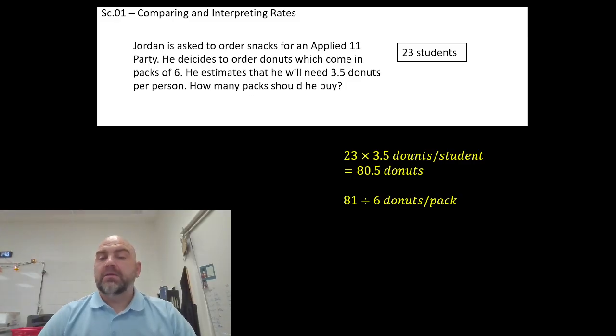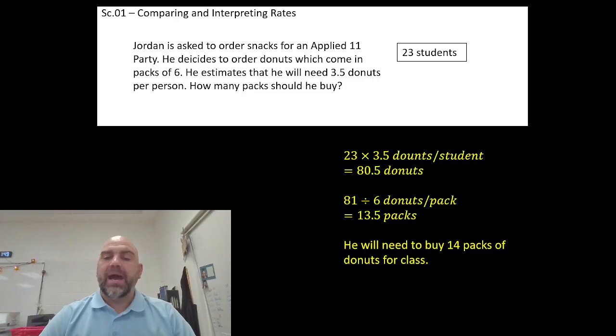So we divide it by 6, and we need 13.5 packs. Always round up because we don't want to be too short. And so we will need to buy 14 packs of donuts for class because they come in packs of 6. All right, so far so good?